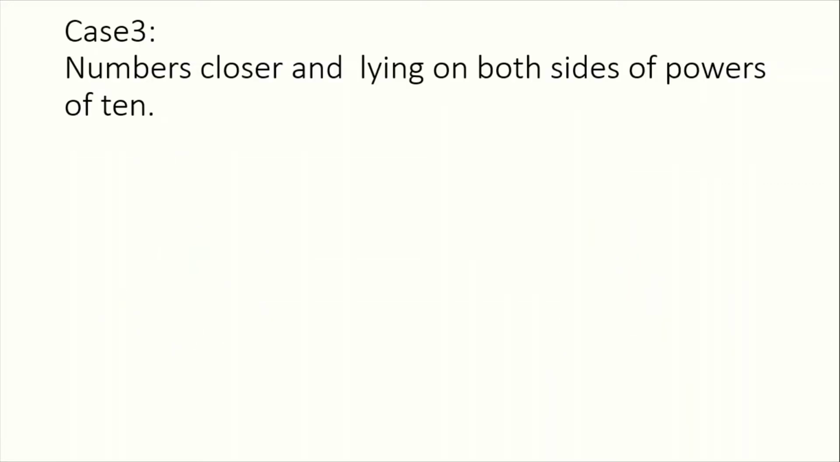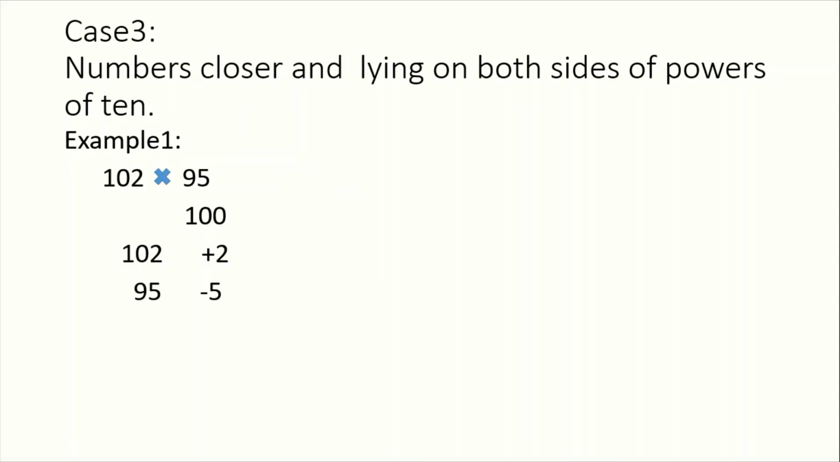We'll see another case when the numbers are closer and lying on both sides of powers of 10. For example, I have considered 102 multiplied by 95. What is the working base? It is 100. 102 is 2 more than 100. 95 is 5 less than 100. What is the first step? We have to separate either 5 from 102 or we have to add 2 to 95. That will come in the first one. For the second compartment, we are multiplying 2 and 5.